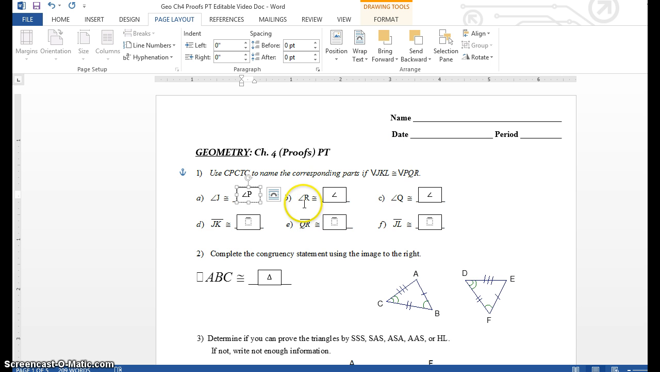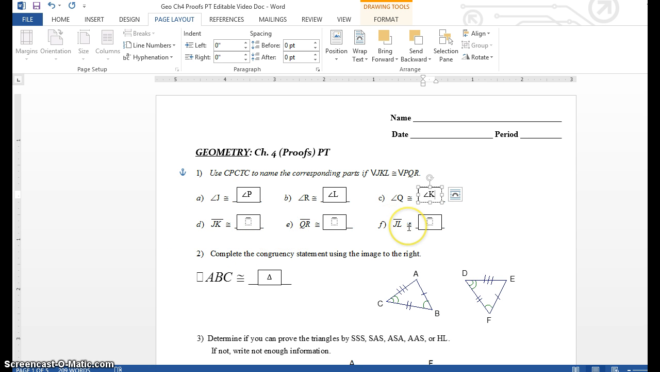We look at the next one. What is congruent to R? Well, R is in the last position on this second triangle. So if we look at this triangle, it would be the last position here. That would be L. And Q matches in the middle, so this would be K.